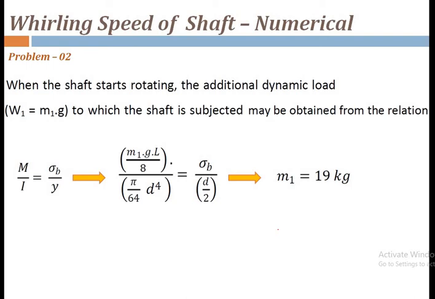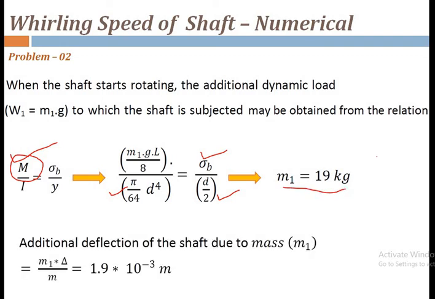When shaft starts rotating, the additional dynamic load, that is W1 equal to m1 g, is acting. Let's apply pure bending theory. M by I equal to sigma b by y. M is a maximum bending moment. It's nothing but the W L by 8, point load at the center with fixed support. I is pi by 64 d to the power 4, sigma b is bending stress, y is d by 2, distance of most outer fiber from the neutral axis. And if we substitute all these values, finally we get m1 equal to 19 kg.